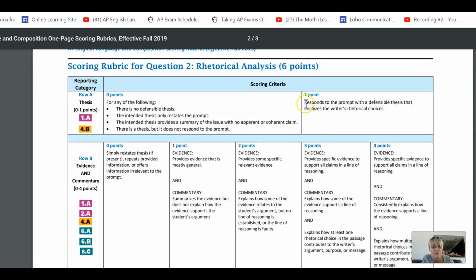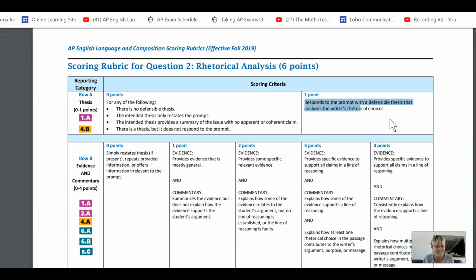You'll notice for the rhetorical analysis, again, in this document you'll have to scroll down to find question 2. We're looking at rhetorical analysis only. We have to do one essay. You got this. So the first thing is that you want to definitely respond to the prompt with your thesis up front. You want a defendable thesis, right?